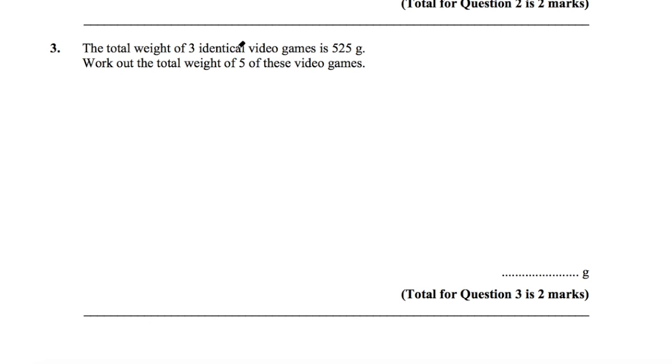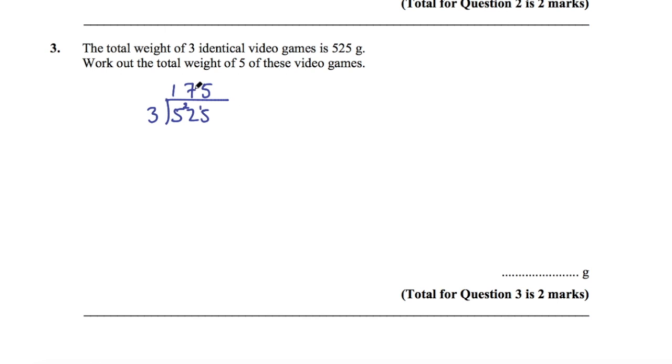Question 3 says the total weight of 3 identical video games is 525 grams. Work out the total weight of 5 of these video games. So we need to work out the weight of one video game. Because they've told us they're identical, it means they'll have identical weight. So we can divide 525 by 3 to get the weight of one game. 3 into 5 goes once, carry the 2. 3 into 22 goes 7 times with 1 left over, and then 3 into 15 goes 5 times.